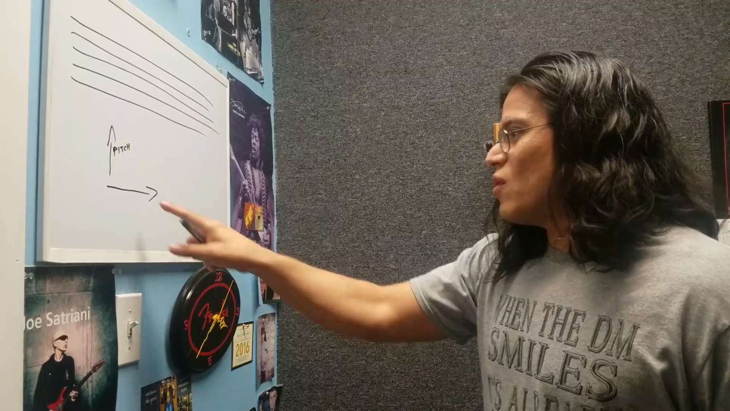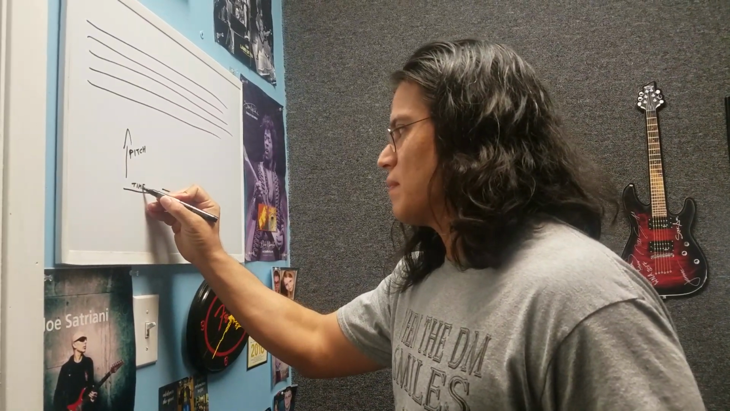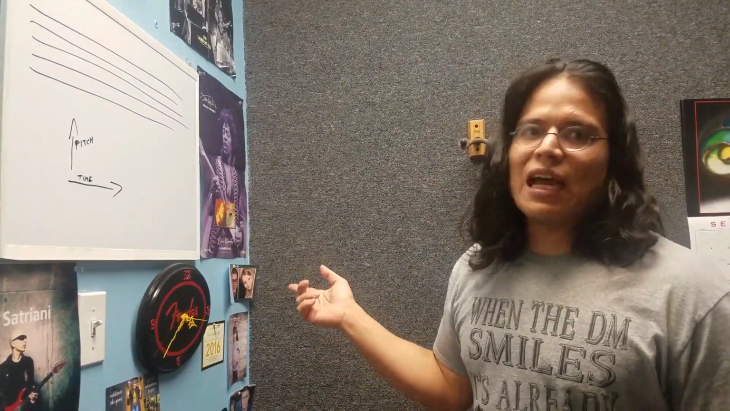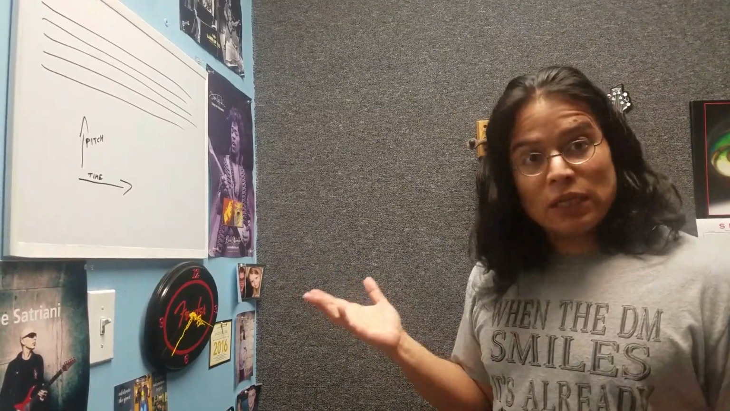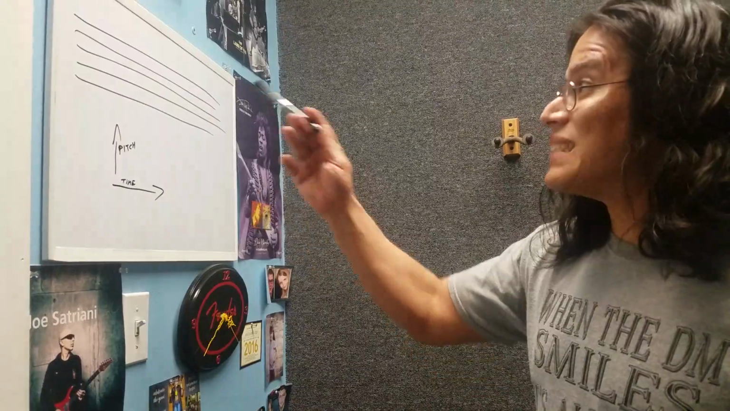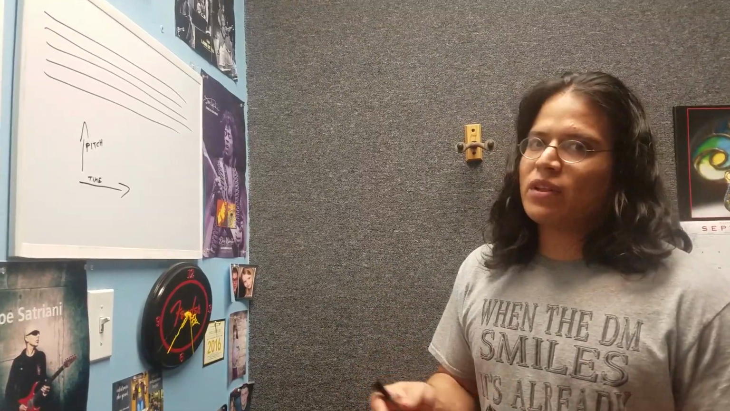And your x-axis is going to be time. So the further to the right the event is, the later in time it's going to happen. So that's fairly simple. The staff is a representation of sound. We have other systems on guitar, like tablature, and we'll talk about that later. Right now we're talking about standard notation.